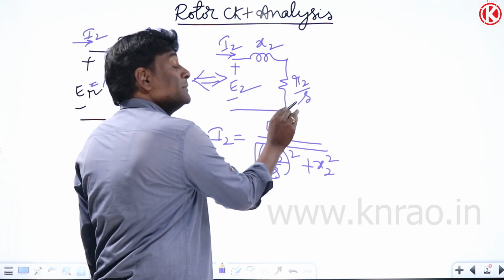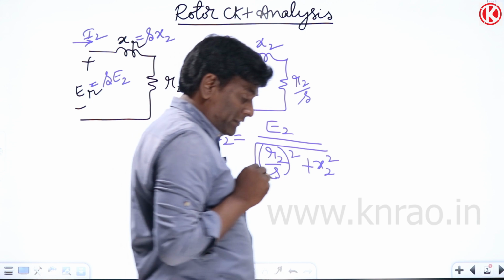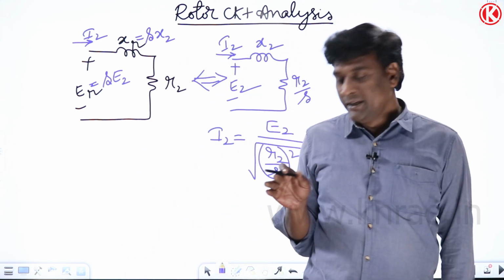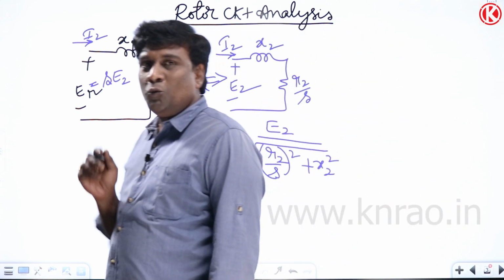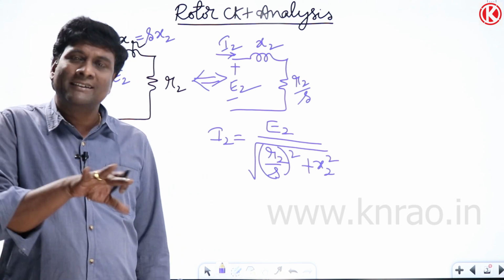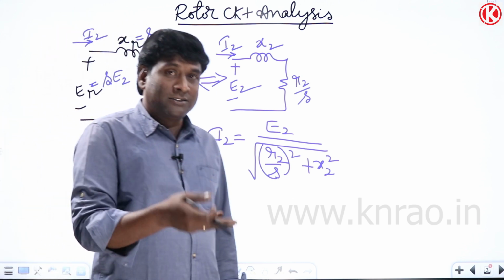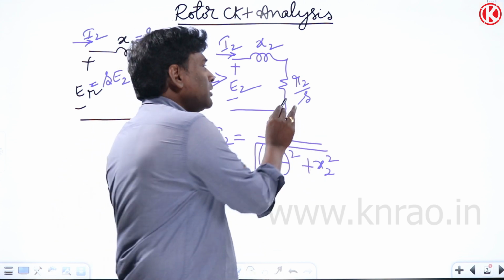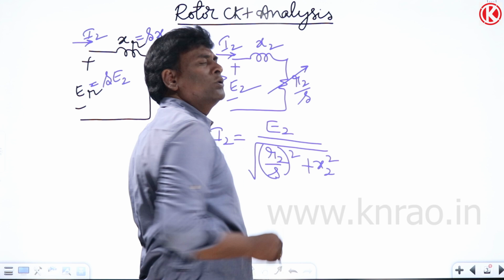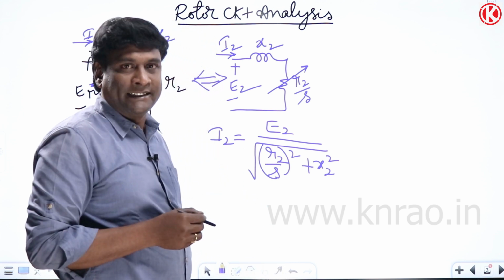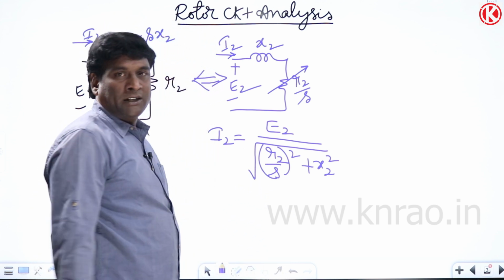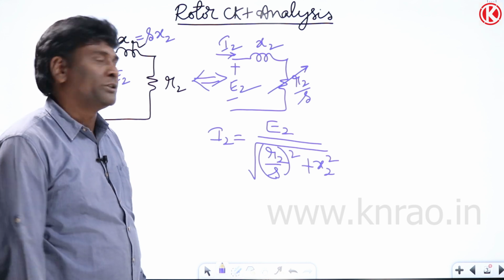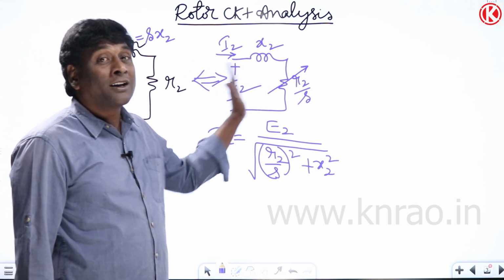Once slip is there, in our previous session I clearly mentioned that in induction machine, slip is the only independent variable, which will be decided by the loading conditions. Depending upon the load connected, slip is going to vary. Because slip is the only independent variable, as I already said, depending upon the load it is going to change. Now, this is going to be the rotor circuit.